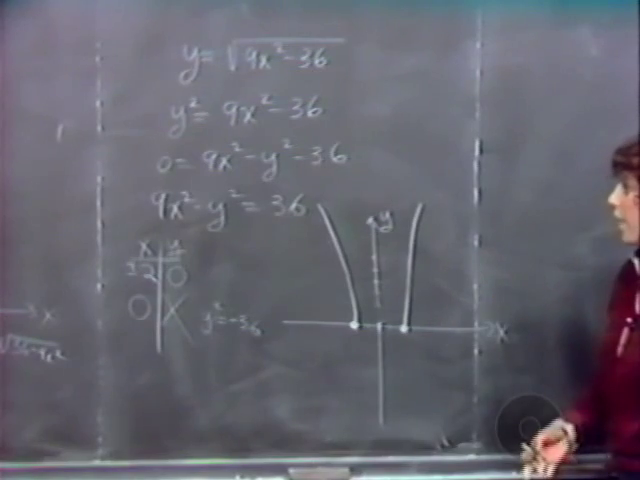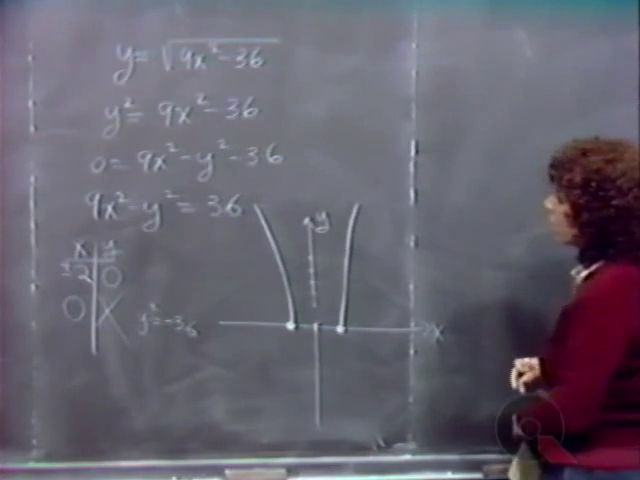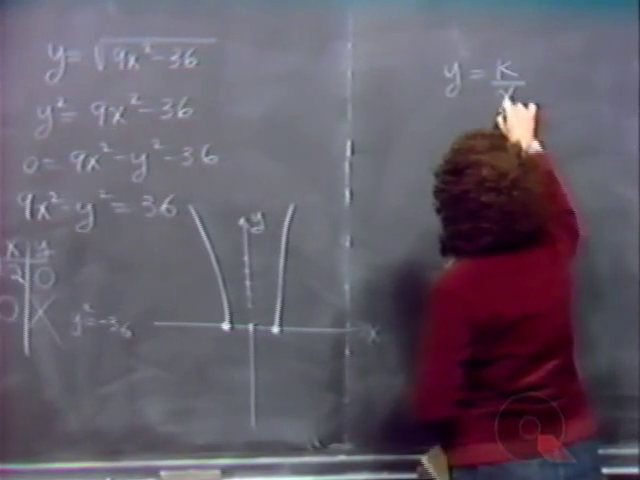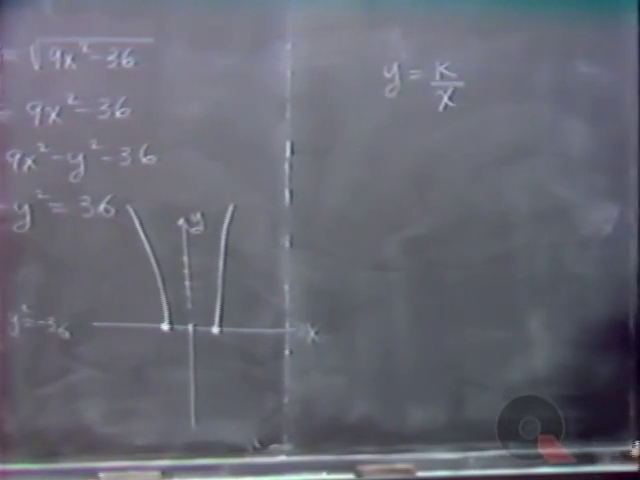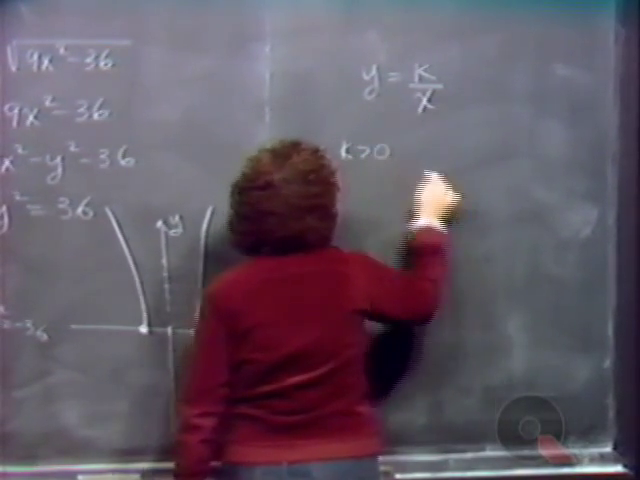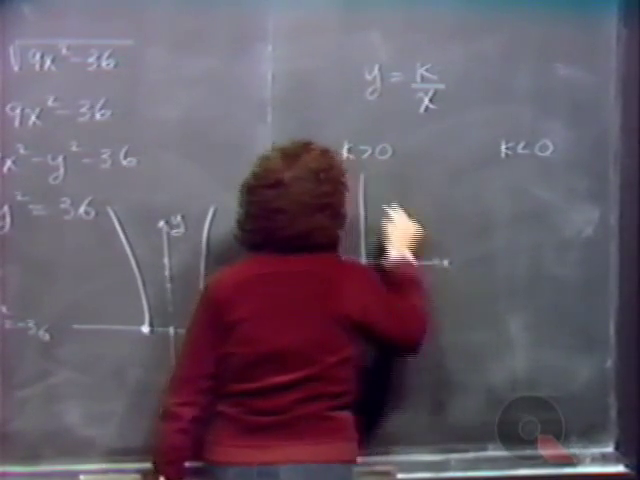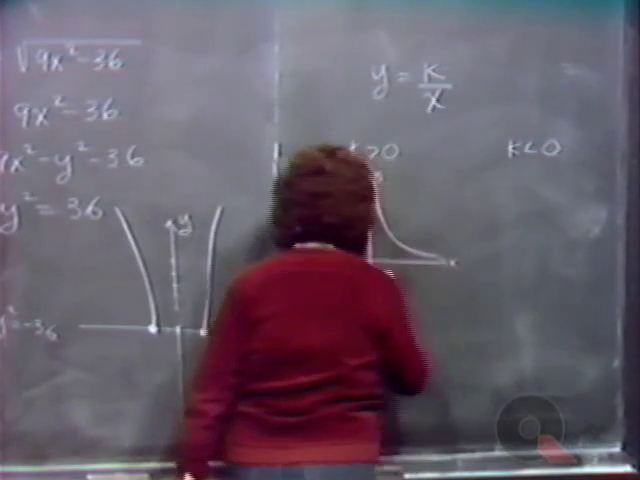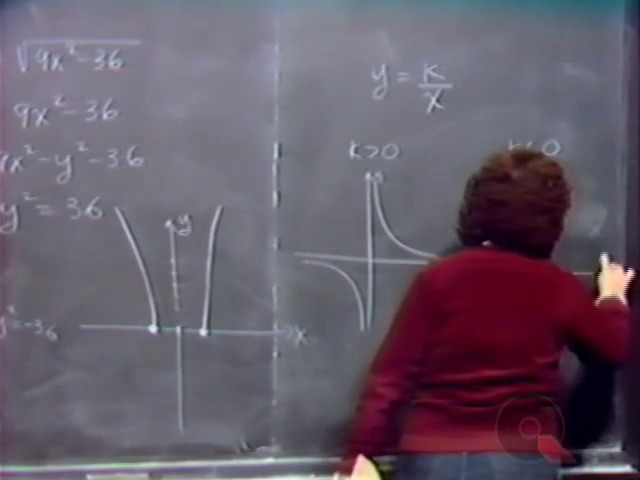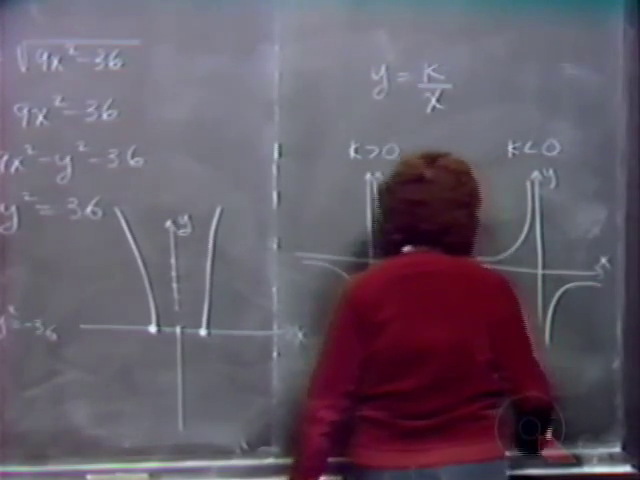All right. Now, this is an example of a hyperbola, or actually the top half of a hyperbola. There are also other ways that we might see a hyperbola drawn. Y equals k over x is the equation of a hyperbola as well. If k is positive, we get a hyperbola in the first and third quadrants. If k is negative, we get a hyperbola in the second and fourth quadrants.